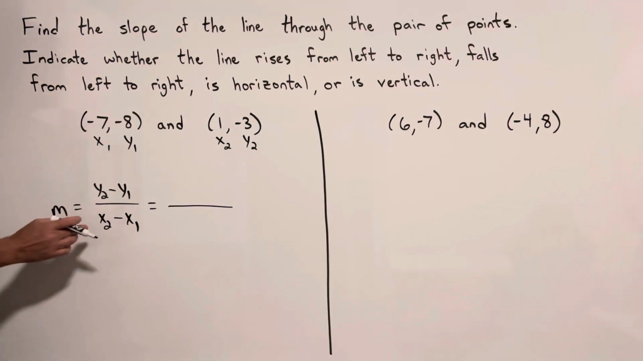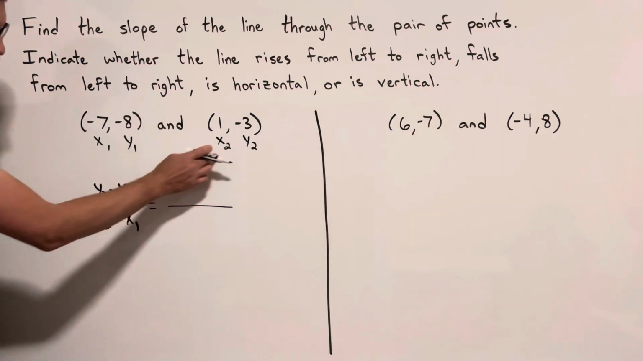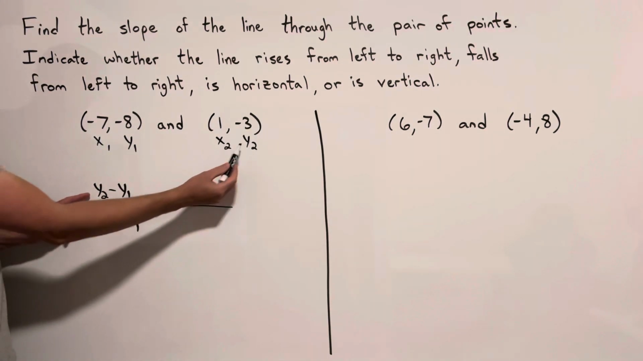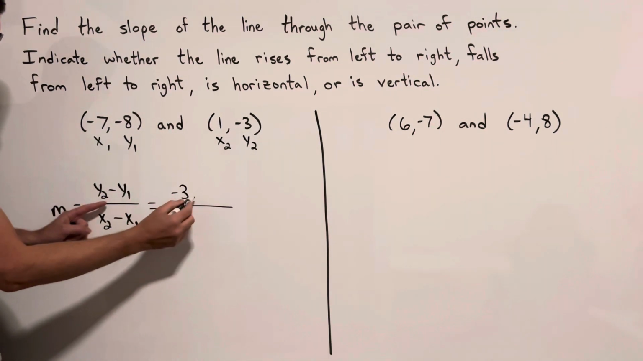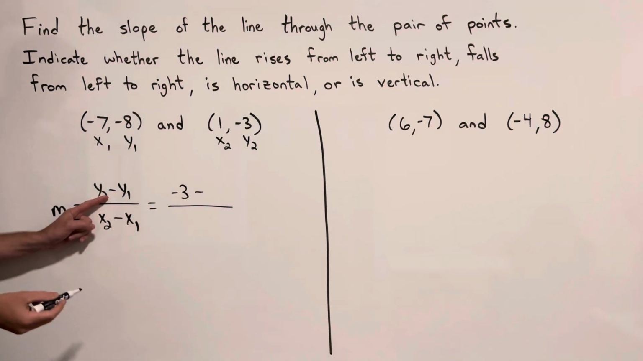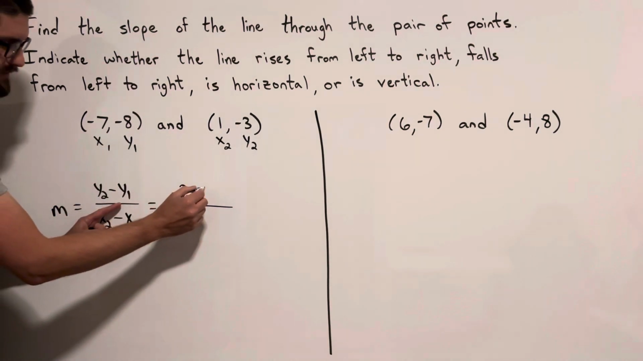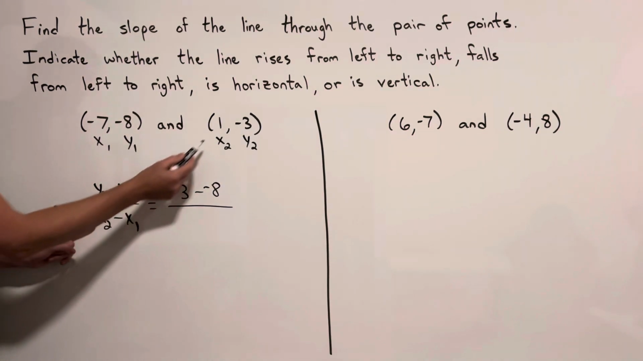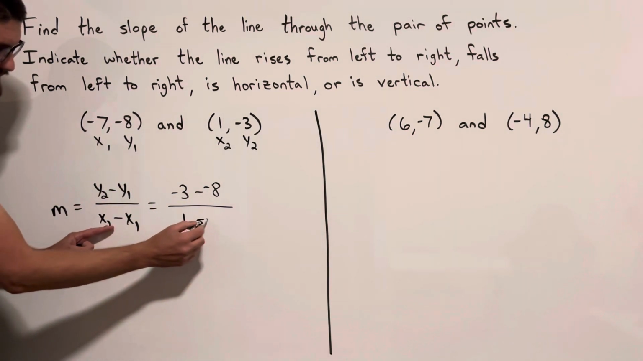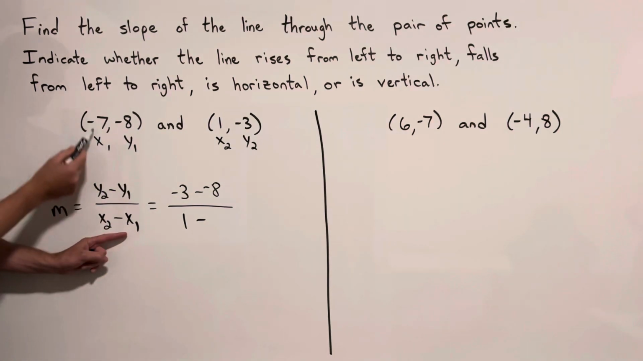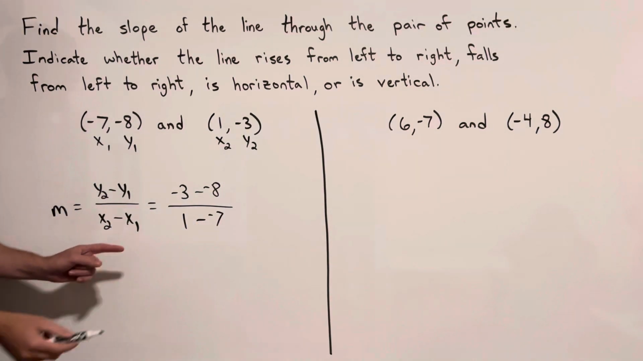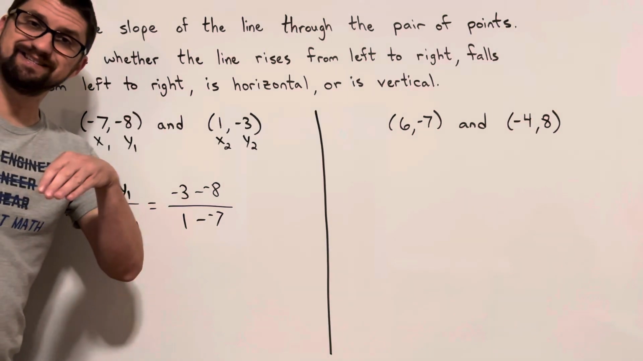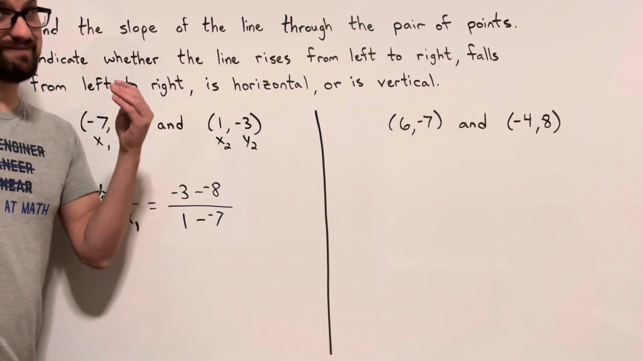Now what you want to do is plug in, that's why we labeled the points at the beginning. We have y2, which is -3. Then we have a minus sign. y1 is -8. On the bottom, x2 is 1. And then we have a minus sign. And x1 is -7.